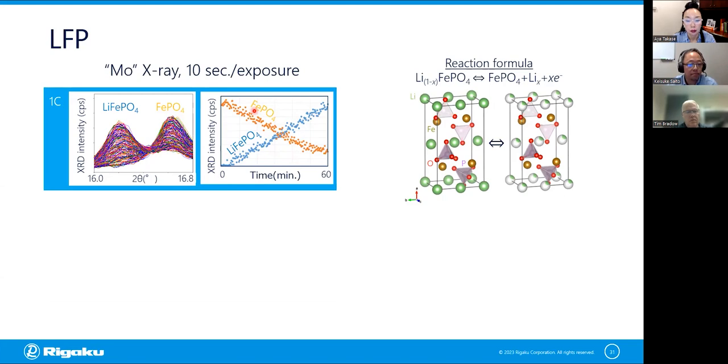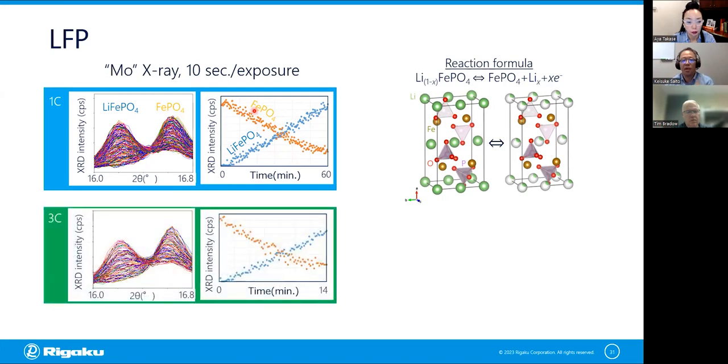Let's make it quicker. This is 3 times quicker, so now a half cycle takes only 20 minutes or so. Under this 3C condition, we also found the intensities were completely exchanged. So it means almost 100% of lithium ions are extracted from the lithium iron phosphate under charging at 3C speed.